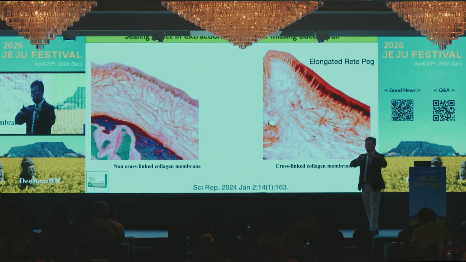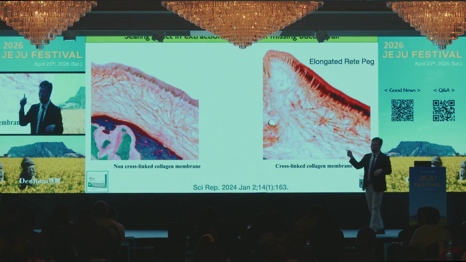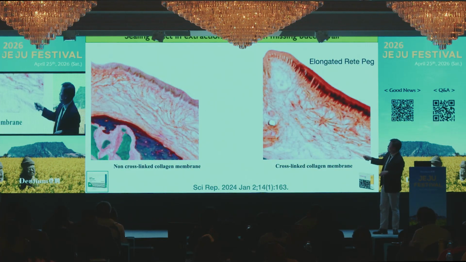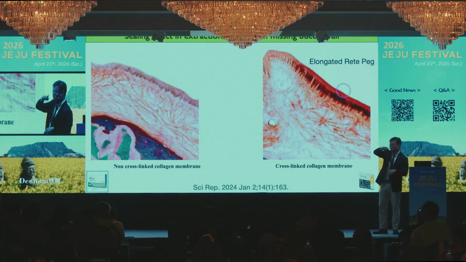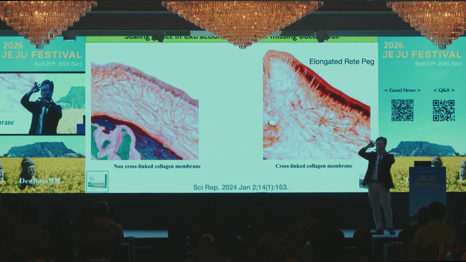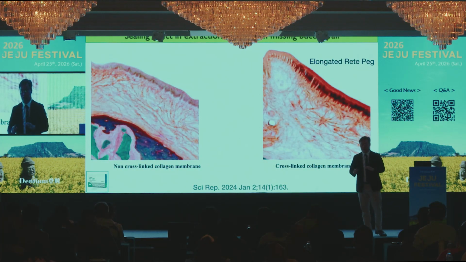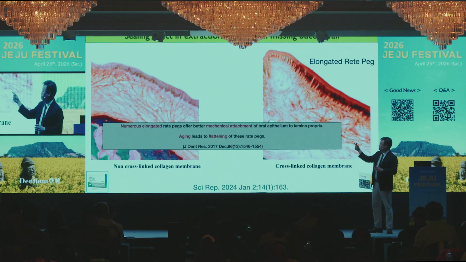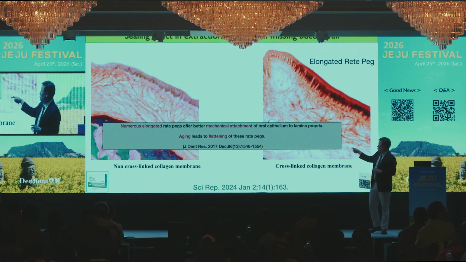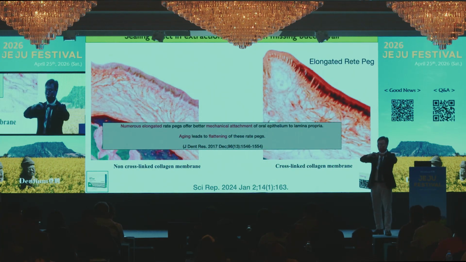The rete peg is the connection between the connective tissue and the epithelium, the elongated rete peg. See, the greater number of rete pegs between connective tissue and epithelium means a stronger soft tissue barrier. So this rete peg is a very important, strong connection between connective tissue and epithelium.